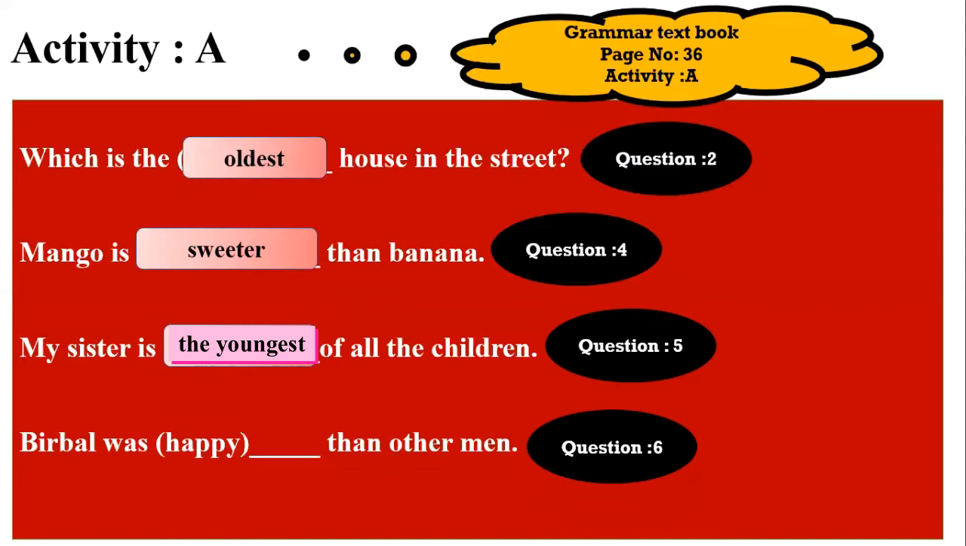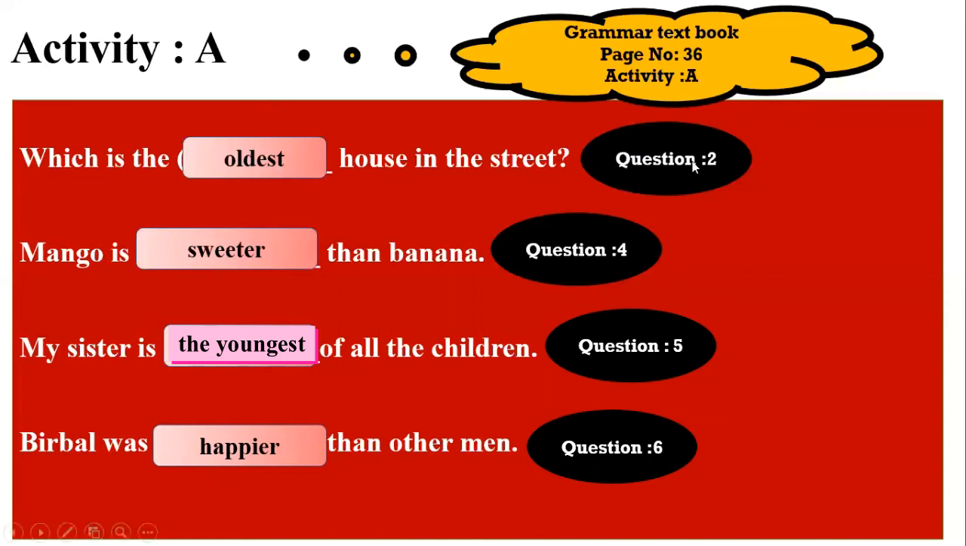So children, please copy this answer into question number 5. That's the answer for question number 5. Birbal was dash than other men. Whenever I say other men, was than is a comparative degree. So Birbal was happier than other men. Okay, so you're just saying Birbal was happier than other men. Clear? So you understood activity A.